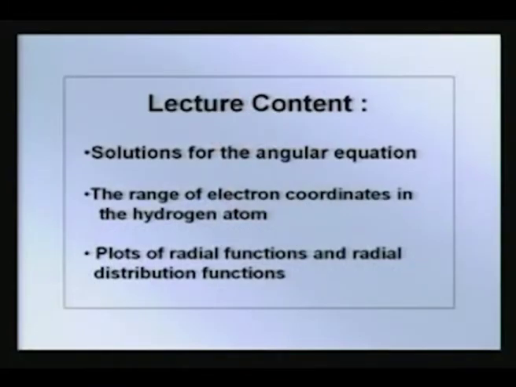So the content for today's lecture is the solution of the angular equation for the Schrodinger equation for the hydrogen atom. We shall look at the range of the electron coordinates in the hydrogen atom. We are studying these solutions using the spherical polar coordinates r, theta and phi, and therefore we must know the correct range of the problem, as we have looked at for the wave functions. And also we will look at the plots of both the radial functions, radial distribution functions, and angular functions.